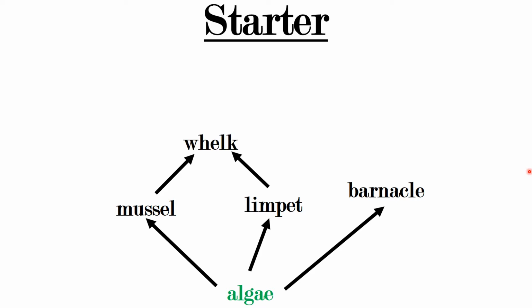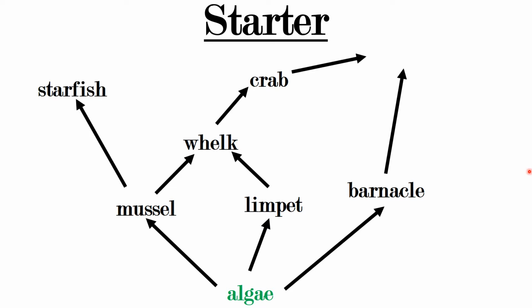So mussel, limpet and barnacle, they all consume algae. The limpet and the mussel are consumed by whelk. Crabs eat whelk. Mussels are also eaten by starfish. And finally, both crab and barnacle are eaten by seagull. Okay, so just a relatively simple food web. A food chain would be algae consumed by mussel, consumed by starfish.